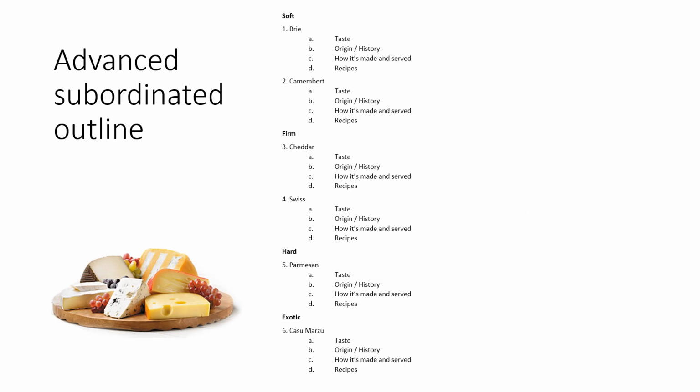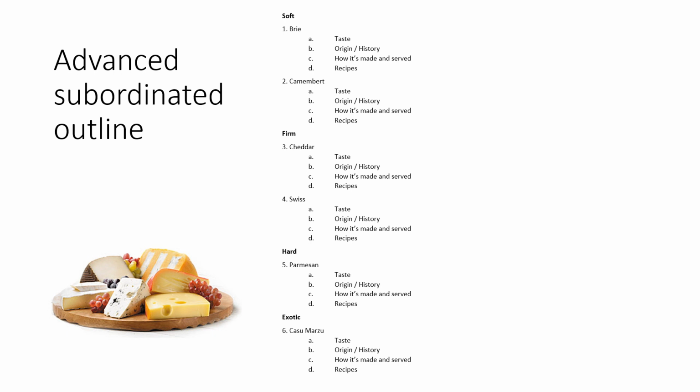Once I have this meta structure established, I can continue to fill out the outline, including information about the points that will be made within each of these paragraphs. For example, for each of my 6 cheeses, I might consider including information about how it tastes, its origin and history, how it's made and served, and what kinds of recipes or wines it goes well with.